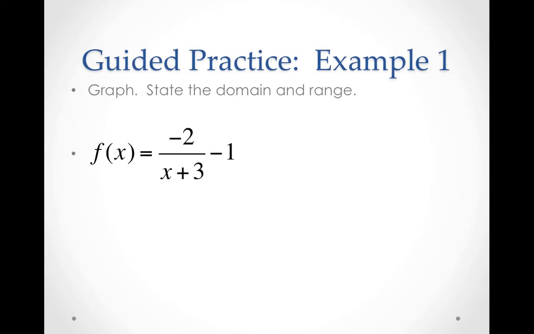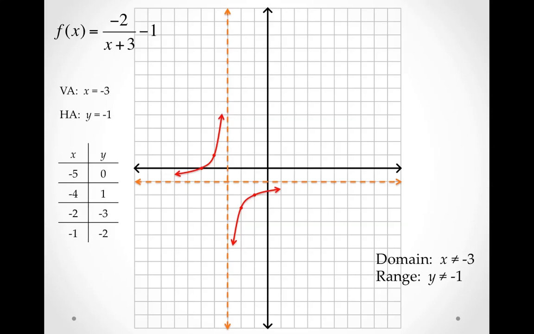Alright, so our function -2 over x plus 3 minus 1 should look something like this. Our vertical asymptote is at x equals -3. Our horizontal asymptote should be at y equals -1. Putting in values of x that are to the left and to the right of our vertical asymptote gives us points that we can graph. And then using those points, we can tell where our curve should go. And from our horizontal and vertical asymptotes, we can come up with domain and range. The domain is x not equal to -3, and the range is y not equal to -1.